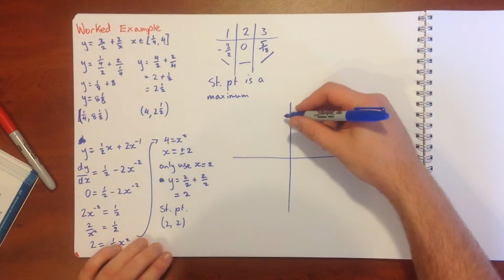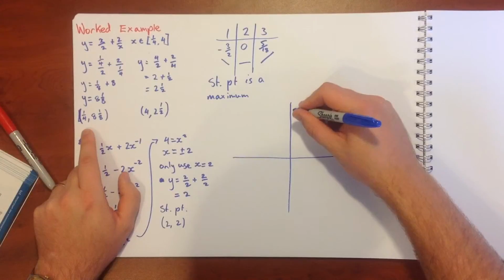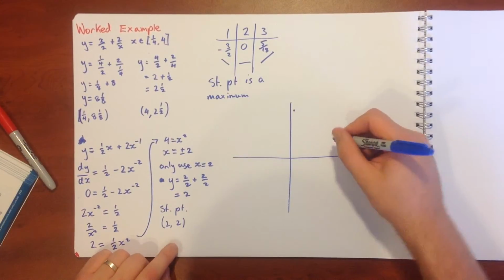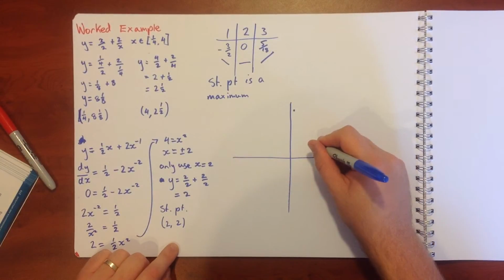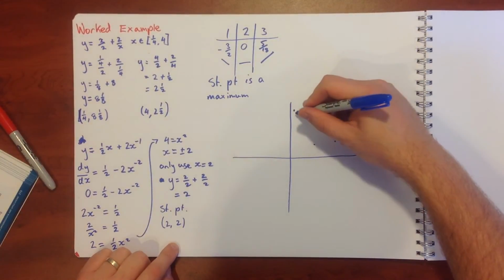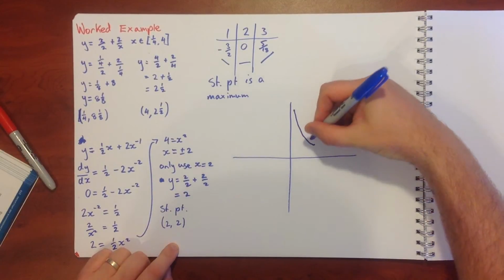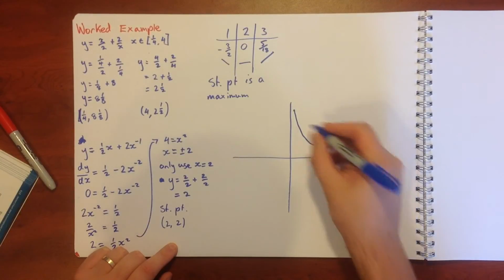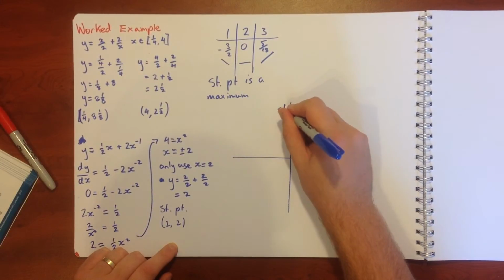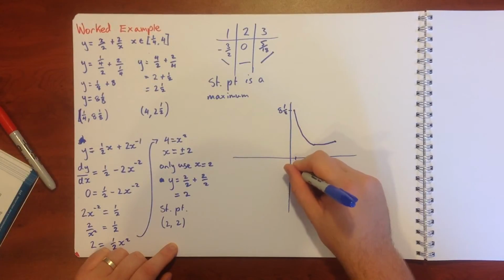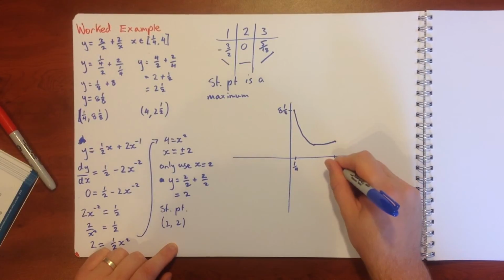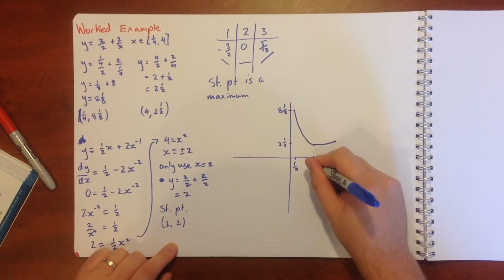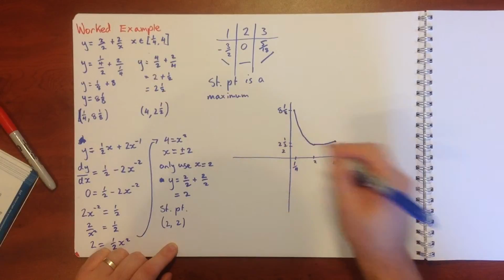Our endpoint is (1/4, 8.5), and then (4, 2.5), and our turning point was at (2, 2). So it's just going to be something that goes like this. That's all we've got. So this is our 8.5 at 1/4, this is our (4, 2.5), and this is our (2, 2).